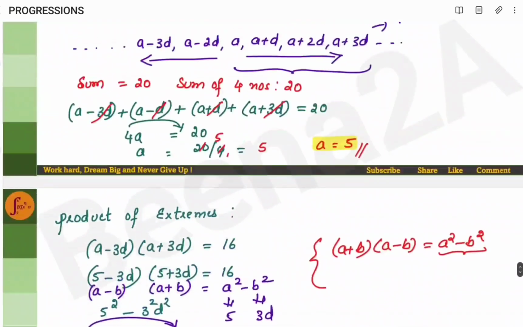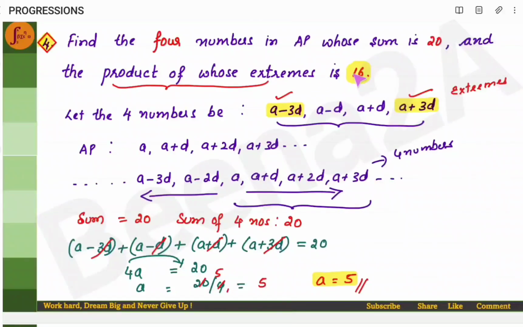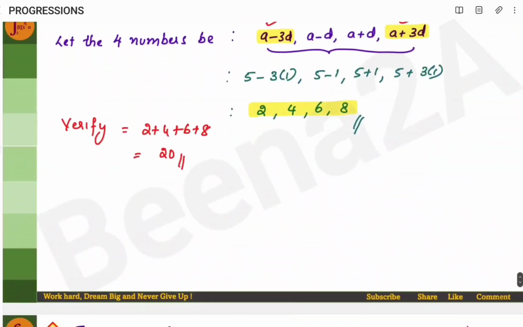And the other condition was that the product of extremes is 16. That is, the product of the first and the last element is 16. So the product of the first and last element, 2 and 8: when you multiply, you should get 16, which is proved. So the second condition also is proved. That's why the series is correct. This is the way you can verify if the answer you've got is correct or wrong.